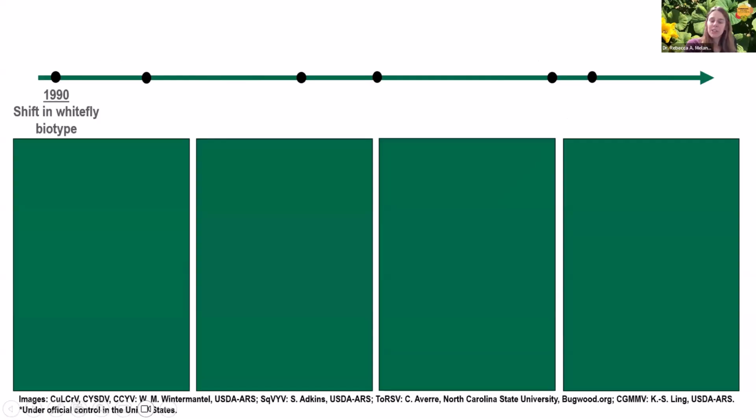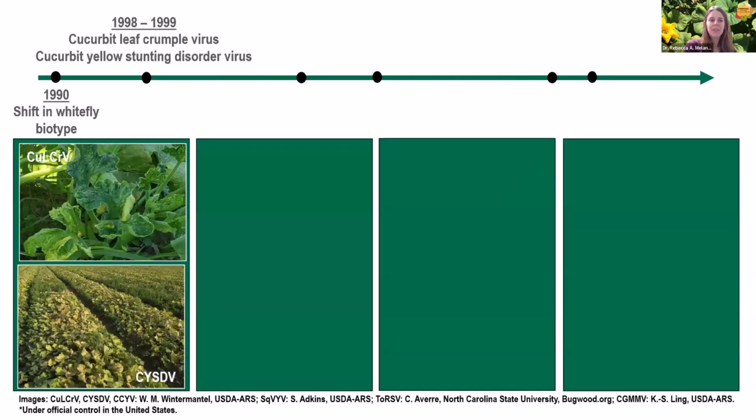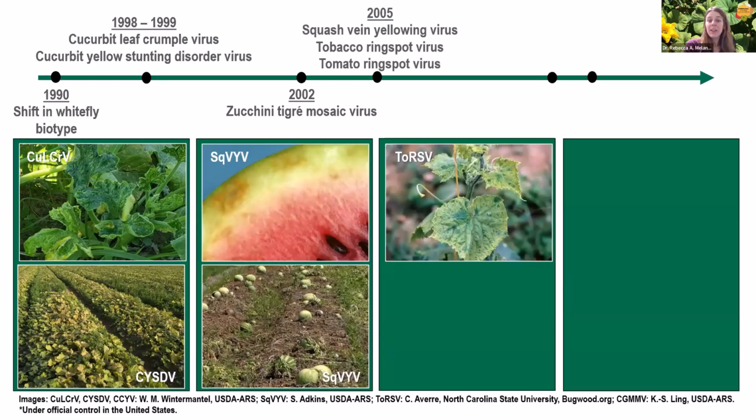In 1990, there was a shift in the whitefly biotype, which led to changes in the whitefly-transmitted viruses that were present in the United States. In 1998 and 1999, we had cucurbit leaf crumple virus show up, as well as cucurbit yellow stunting disorder virus. Then zucchini tigre mosaic virus was described in 2002 in Florida. In 2005, we had squash vein yellowing virus, which was described, and as best we could find, tomato ring spot virus and tobacco ring spot virus in cucurbits.